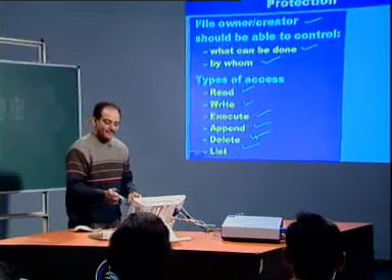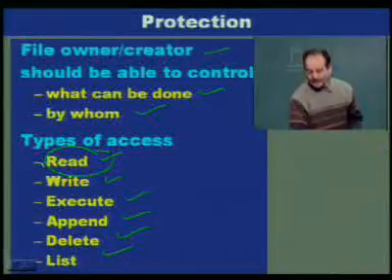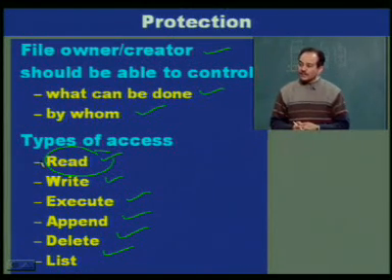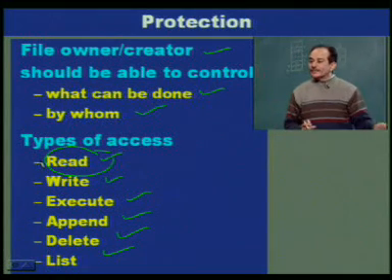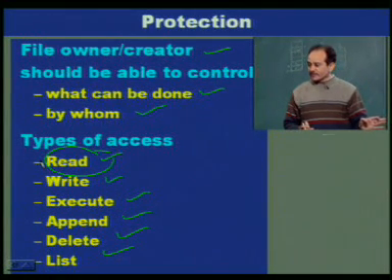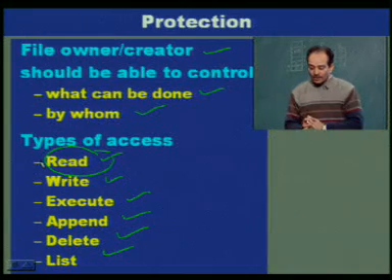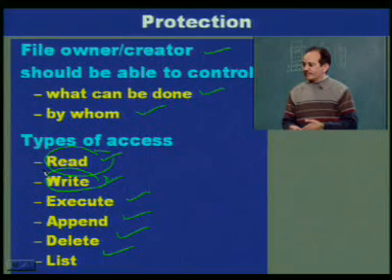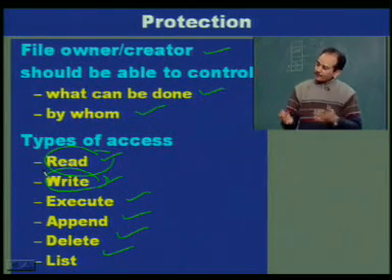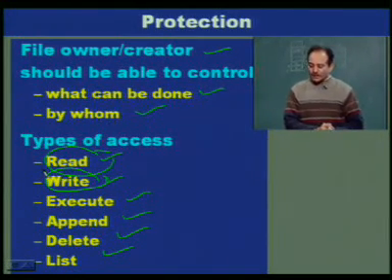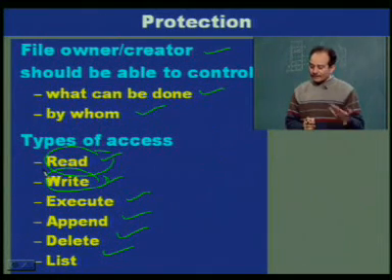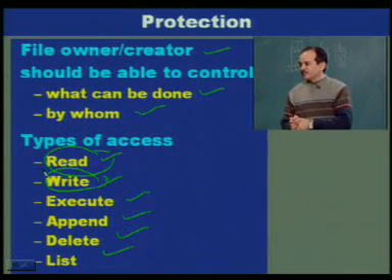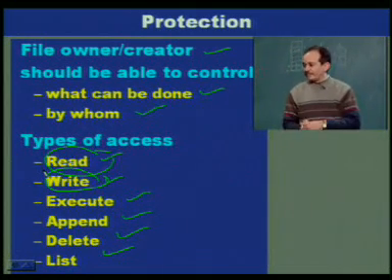Now, if I am just reading a file, I may allow anyone to read that particular file, or if it is confidential data, I may not allow anyone to read it, because this is how linkages are defined. Or if I am writing, I may allow everyone to write into that file, or I may not allow anyone to write into it, or execute, or append, or delete, or list. So, I have to define privileges: who should be able to do what on a file.